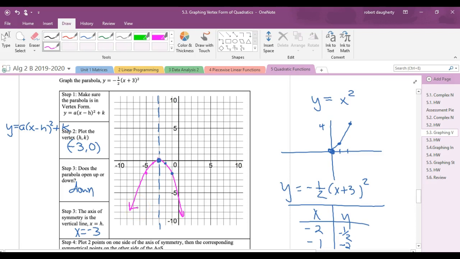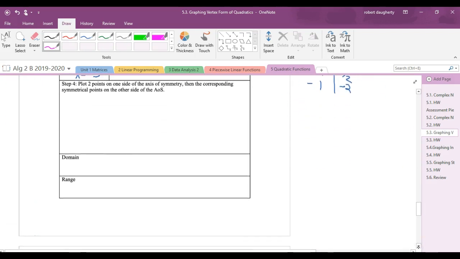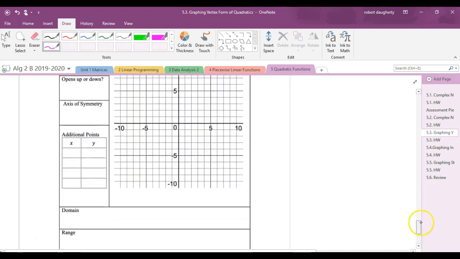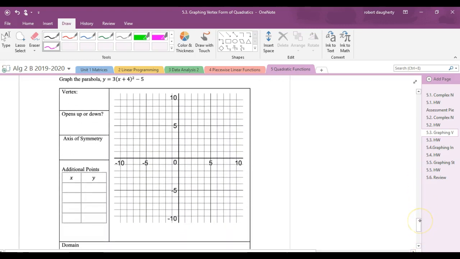What is the domain? Negative infinity to infinity. What's the range of this guy? Negative infinity to 0. So the domain is negative infinity to infinity, and the range is negative infinity to 0. And one more, and we are done. What's the vertex of this guy? Yeah, -4, -5. Does this thing open up or down?